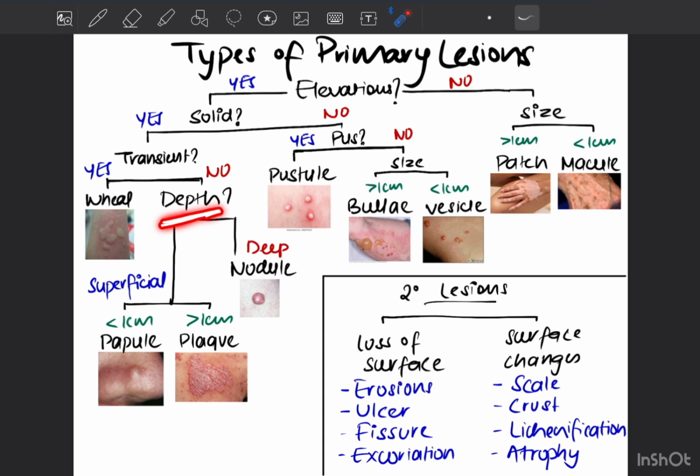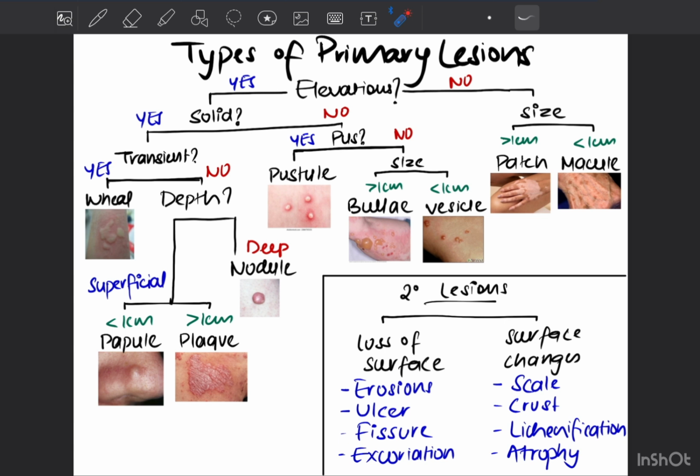And we ask the next question about its depth. If it is deep, then it's a nodule. A nodule is around 1 centimeter deep, more than 1 centimeter deep, and if it is more than 2 centimeters deep, it's most likely a tumor. Then if it's not deep and it's superficial, then we ask about its size. If it's less than 1 centimeter, it's called a papule, and if it's more than 1 centimeter, it's called a plaque. A plaque can be found in psoriasis, and a papule can be a wart.